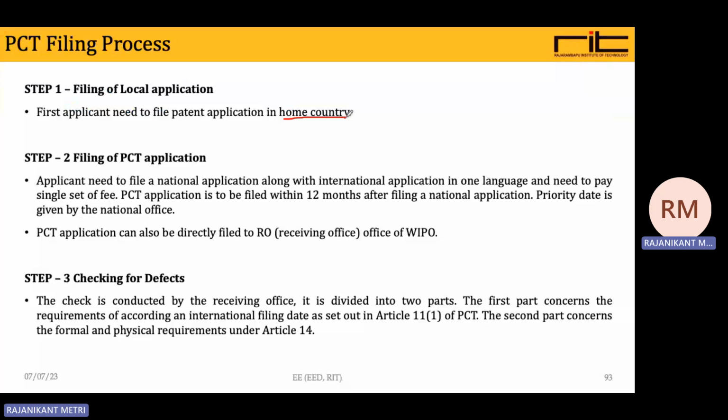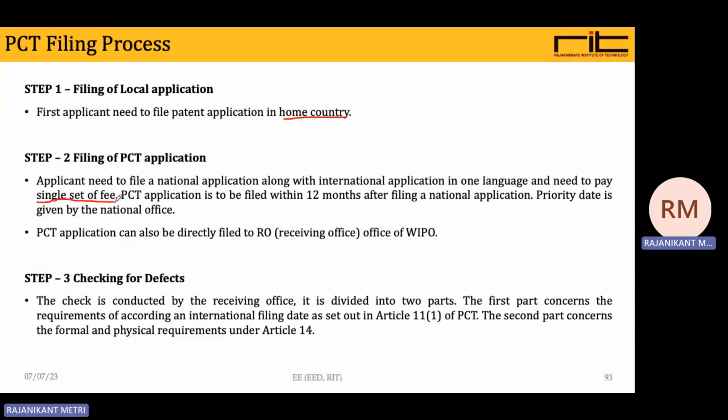The applicant needs to file a national application along with the international application in one language and needs to pay a single set of fee. So this is important. Single set of fee. You need not pay separately for local and international applications. Only one set of fee you need to pay. The PCT application is to be filed within 12 months after filing a national application. The PCT application can also be directly filed to the RO, that is the receiving office within the WIPO organization.